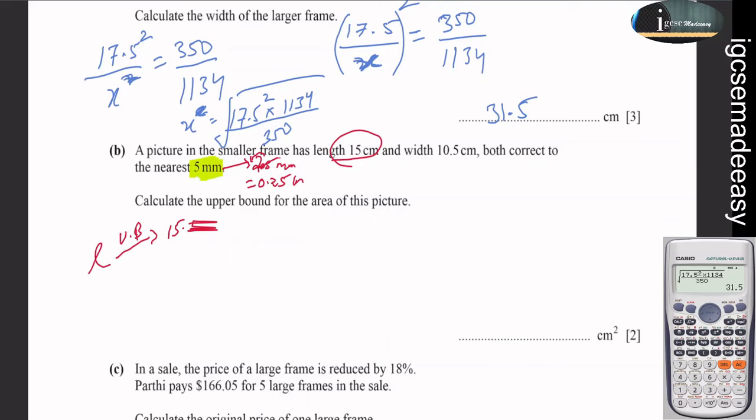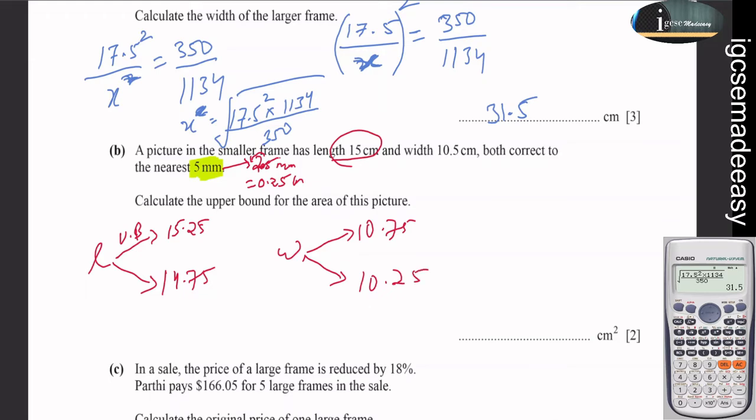15.25. And for the lower bound, we have to subtract 0.25, then we will get 14.75. Okay. Now for the width case, width is actually 10.5. If we add 0.25, it will be 10.75, and if we subtract 0.25, it will be 10.25.